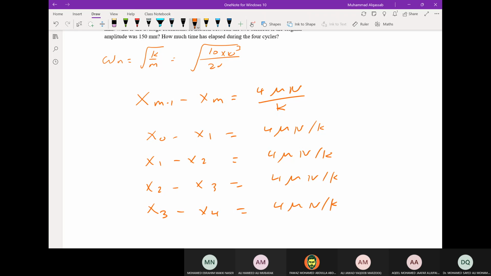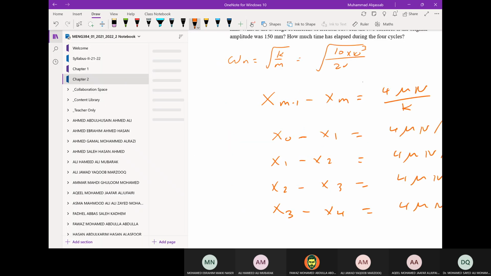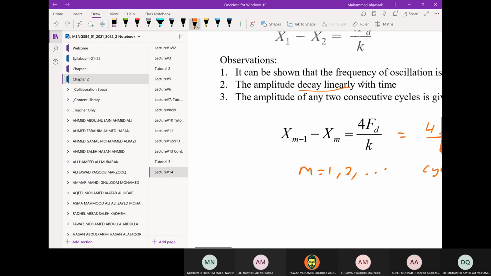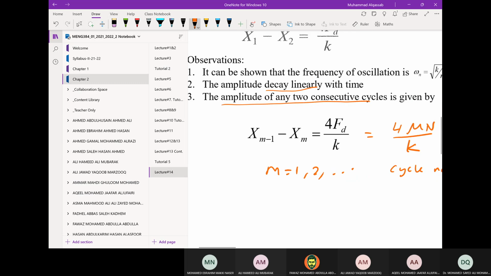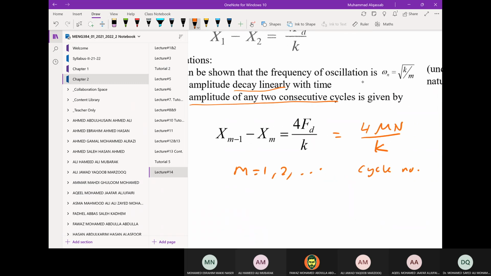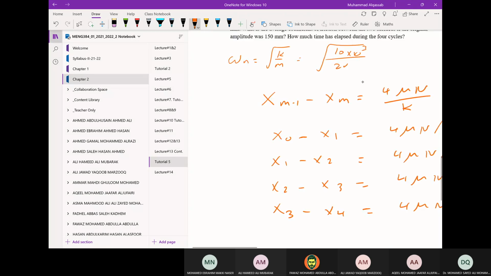The relationship, the difference between the amplitudes of 2 consecutive cycles. Okay, so the equation we reached in the last slide is that x n minus 1 minus x n, the difference between the amplitudes of any 2 consecutive cycles, is constant, equal to 4 mu N over k. Now in the question we have 4 complete cycles.